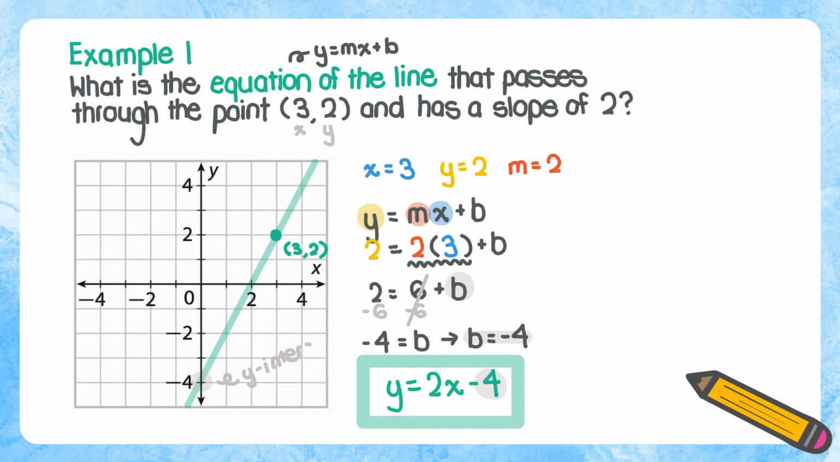Remember, the b value gives you the y-intercept of your line. In this case, we were given the point (3, 2) with slope 2. But let's say they give us the point (1, -2) with the same slope. We'd get the same exact equation, because any point on this line would yield the same equation.